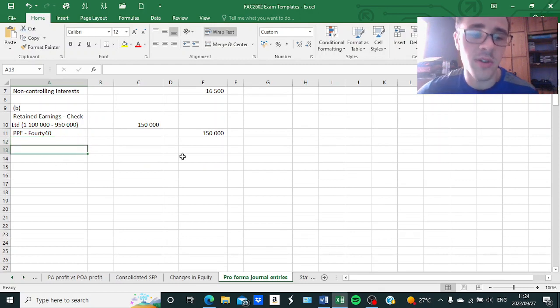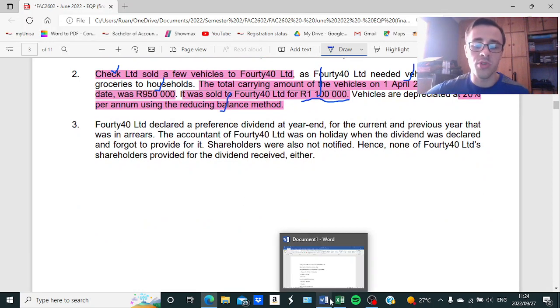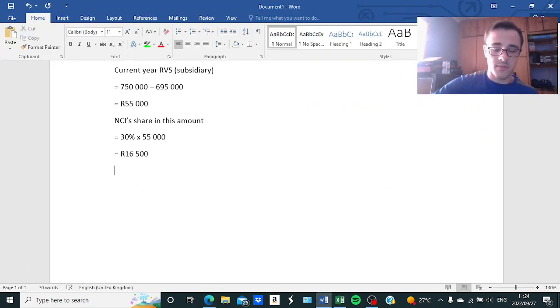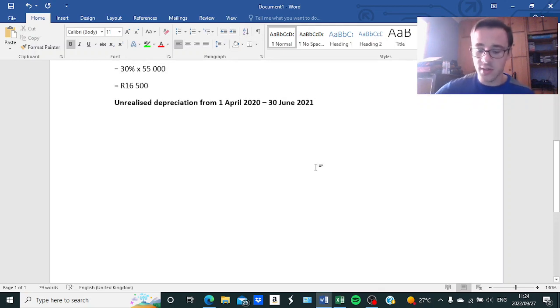Now let's get to the actual journal entry that we are required to make. So we need to calculate the total depreciation that we need to eliminate, and we need to pay attention that we use the reducing balance method. Alright, so we will start with the previous financial period. So let me just make a heading for this: unrealized depreciation from the 1st of April 2020 up until the 30th of June 2021, because that is the total period for which we are required to eliminate the unrealized depreciation.